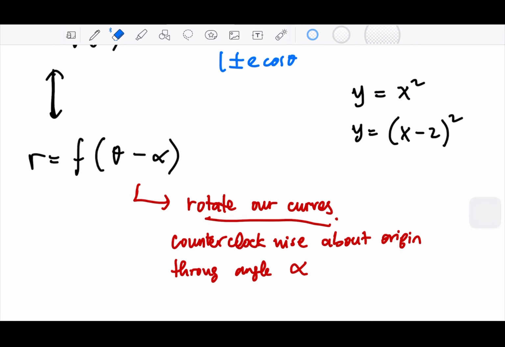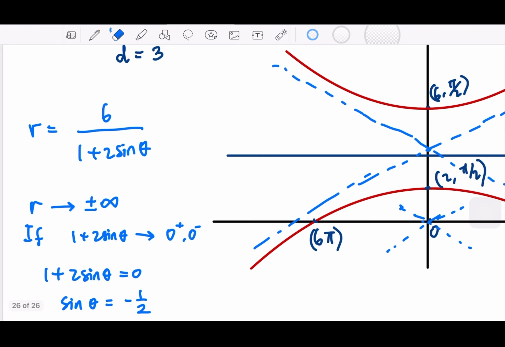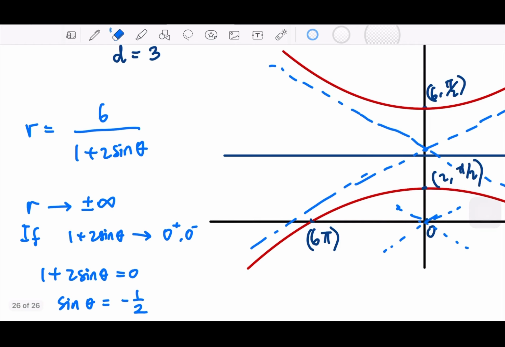But the curve itself will be perfectly the same as when we are not rotating. Okay. So if you get the idea of this theta minus alpha, maybe if this is theta minus pi over 3, for example, then it means that we need to rotate this hyperbola by pi over 3.